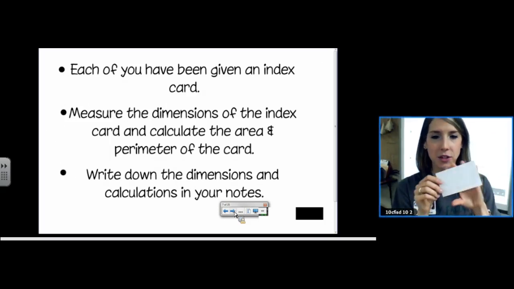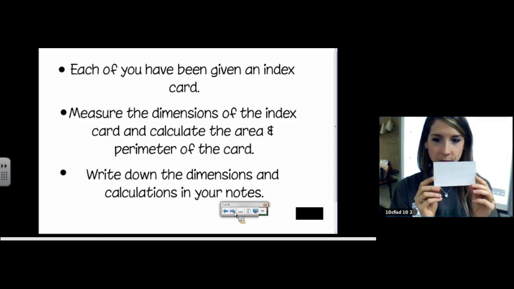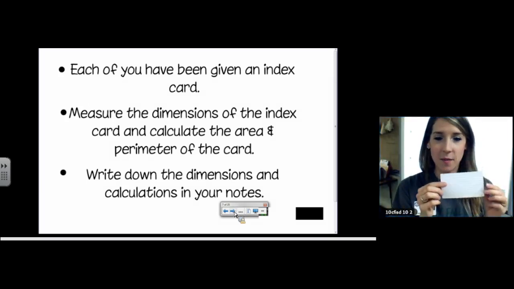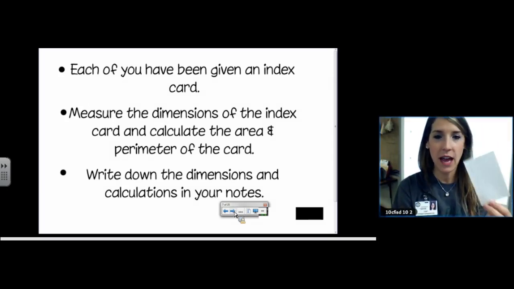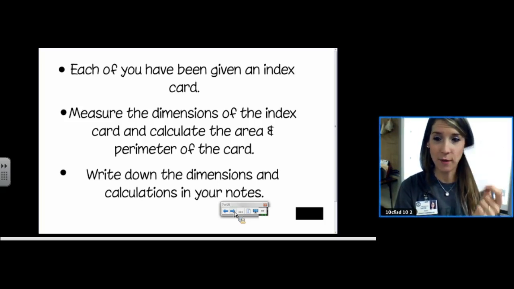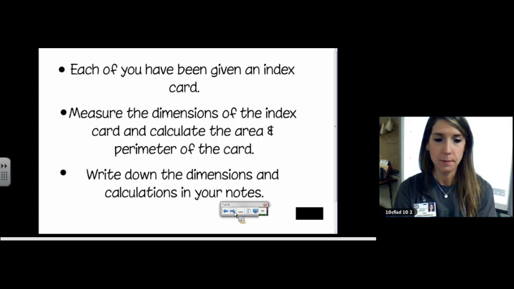I want you to measure the dimensions of the index card and calculate the area and perimeter and write it down. Yes, you might already know the basic dimensions of a note card. So if you have a ruler, use a ruler. If you don't have a ruler, then we will talk about together what the dimensions of a note card are. Inches, please. Inches, inches, all day today, inches.